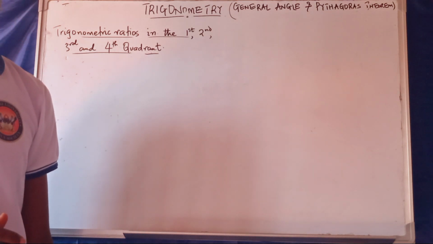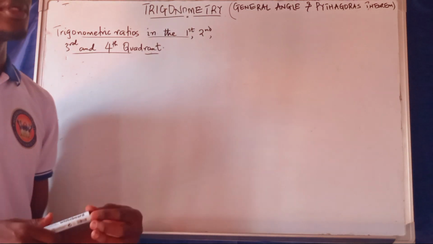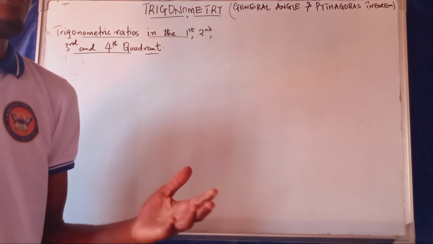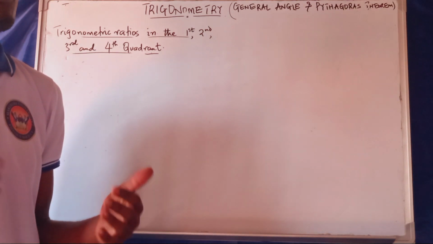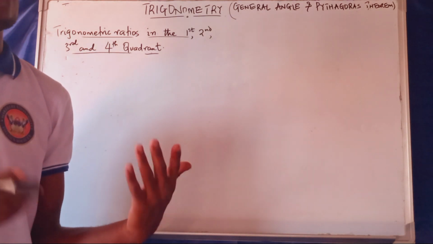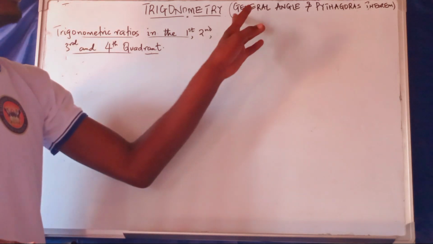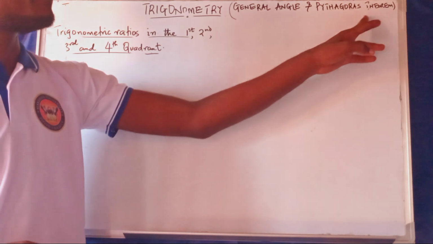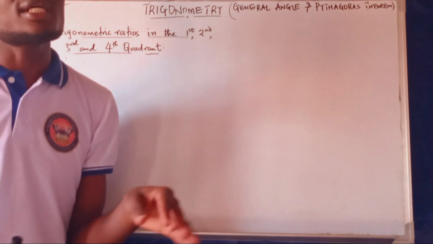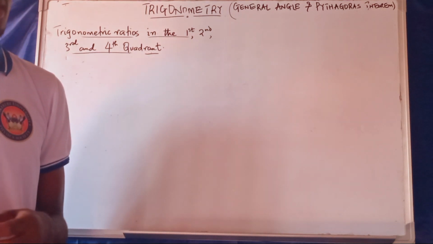So today we are talking about trigonometry. We know trigonometry is the branch of mathematics that deals with the relationship between the lines of a triangle and the angles of a triangle. But we are going to talk about the general angle and the Pythagoras theorem. When we talk about the Pythagoras theorem, it means that we are going to specifically now deal with right-angled triangles.